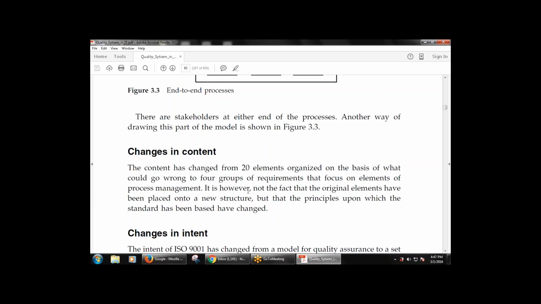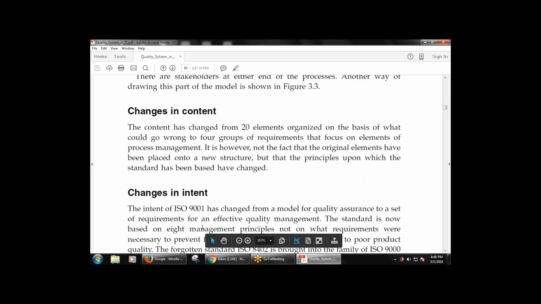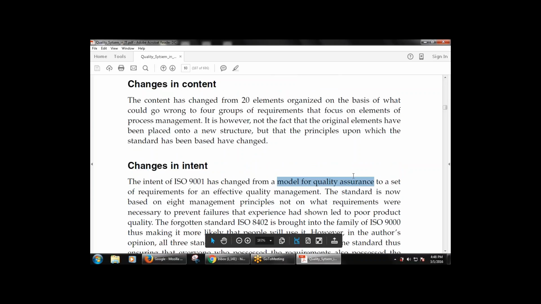That means the change in the content: the base of the standard has been changed. Then there are changes in the intent. The intent has changed from a model for quality assurance to a set of requirements for effective quality management.